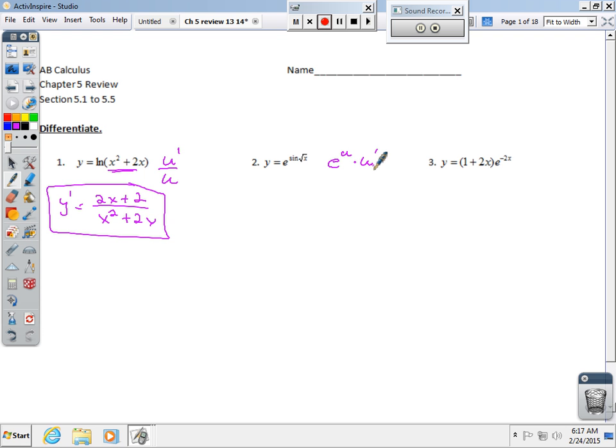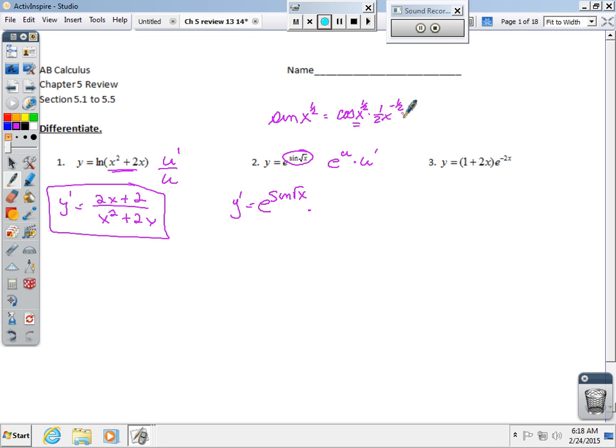This is an e to the u, so the derivative of that is e to the u times u prime. So the derivative is going to be e to the sine of the square root of x times the derivative of sine of the square root of x. I'm going to do that off to the side here. So that's sine of x to the 1/2, and the derivative of that is the derivative of sine, which is cosine of x to the 1/2, and then I take the derivative of the inside, which is 1/2 x to the negative 1/2.